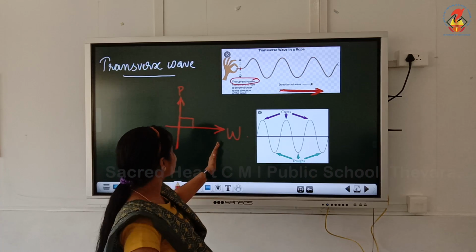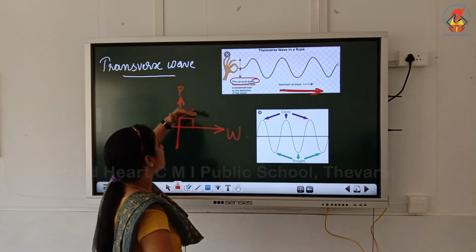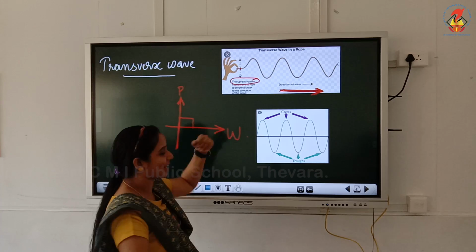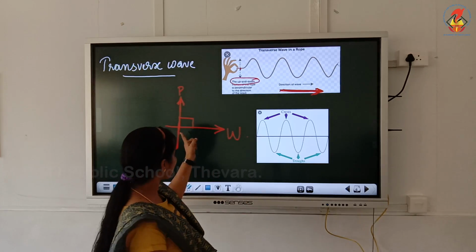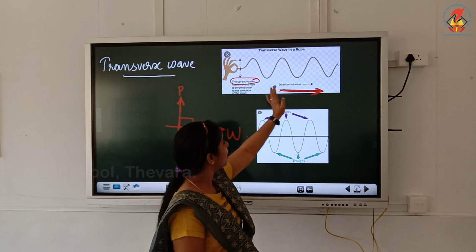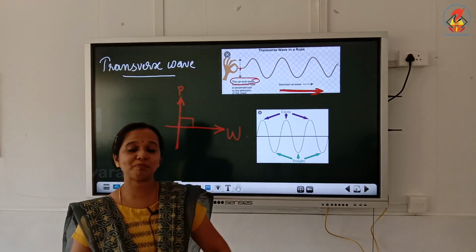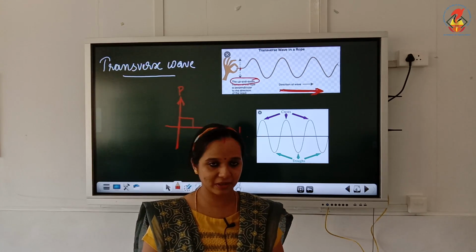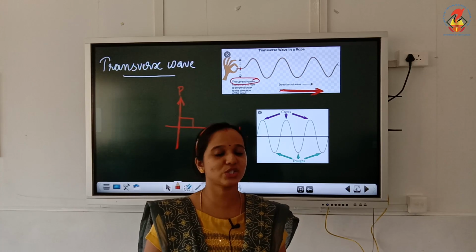That is, the particle will vibrate perpendicularly to the direction of wave. The direction of wave propagation is perpendicular to the direction in which the particle vibrates in case of transverse wave.